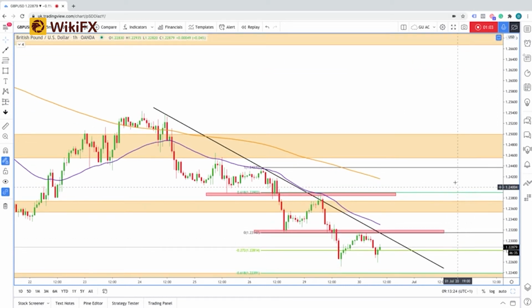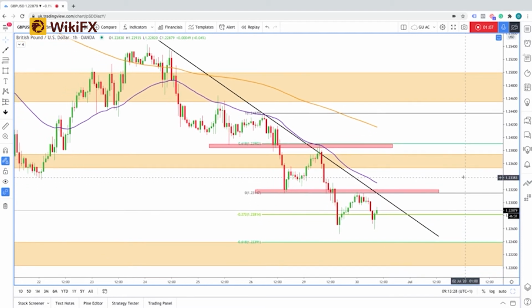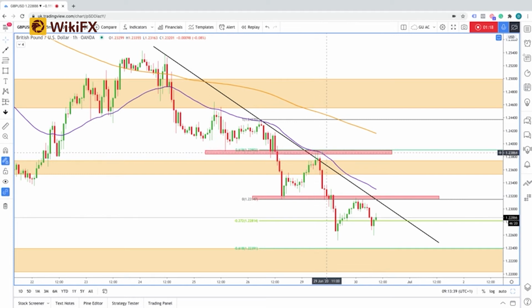Now, if we drop down to the hourly time frame, we're getting a clearer look at how cable has moved over the past few hours. Yesterday we were looking at price potentially coming into this region here, holding at the 50 exponential moving average and beneath this 61.8% retracement level and falling lower. And that's exactly what we did see yesterday.